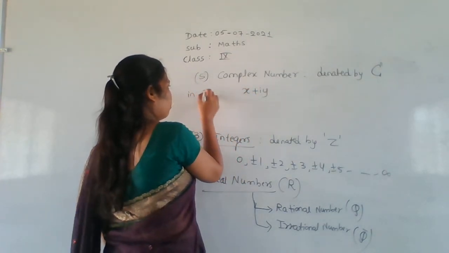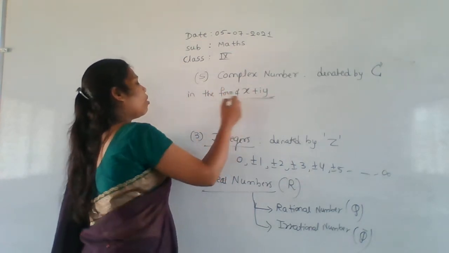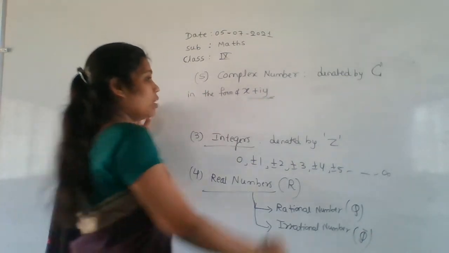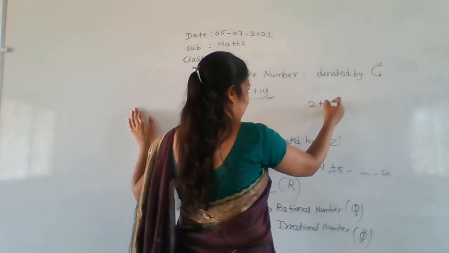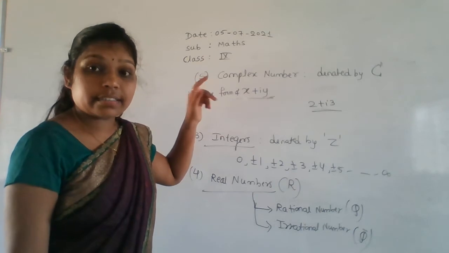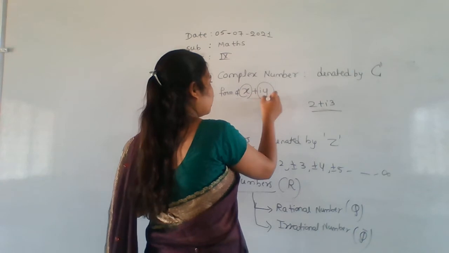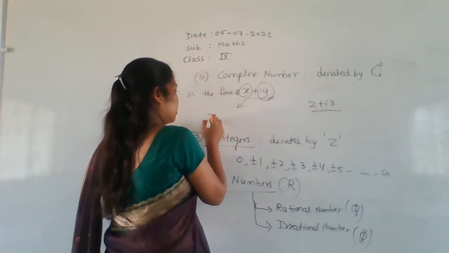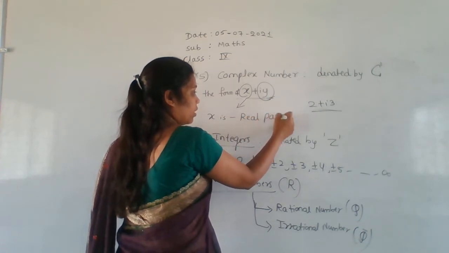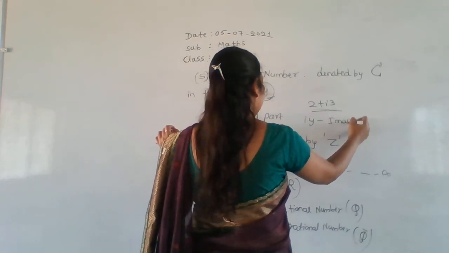Always the complex numbers are in the form of x plus iy. So that is nothing but like this, 2 plus 3i. This number is called a complex number, and it is the biggest set. So in that, what is x and what is this called here? Here this x is called the real part. Okay. Next, the iy is called the imaginary part.